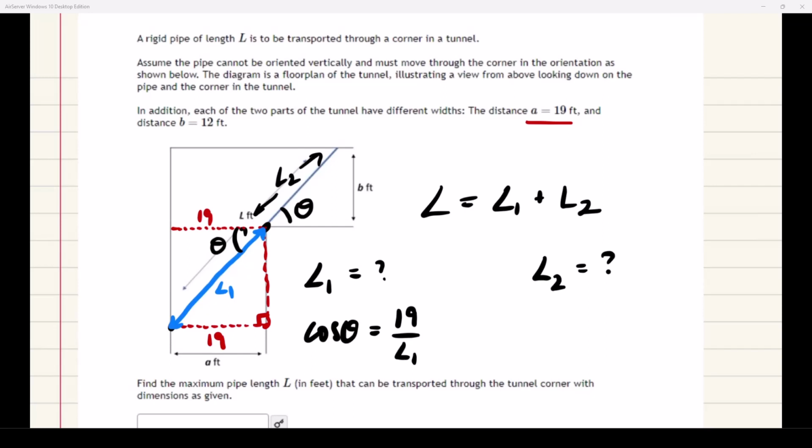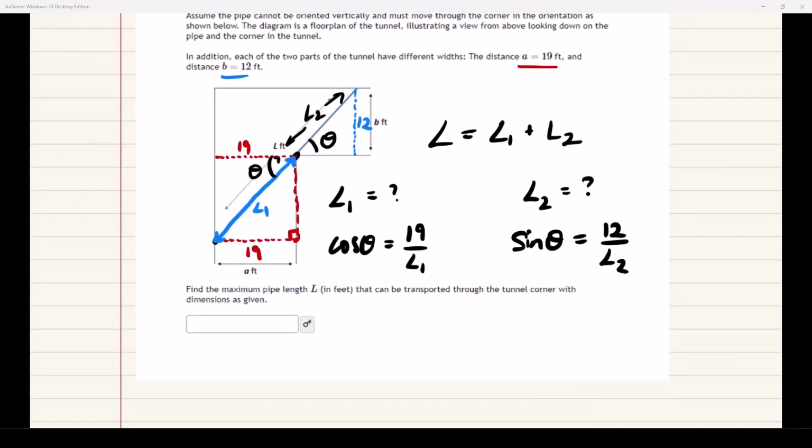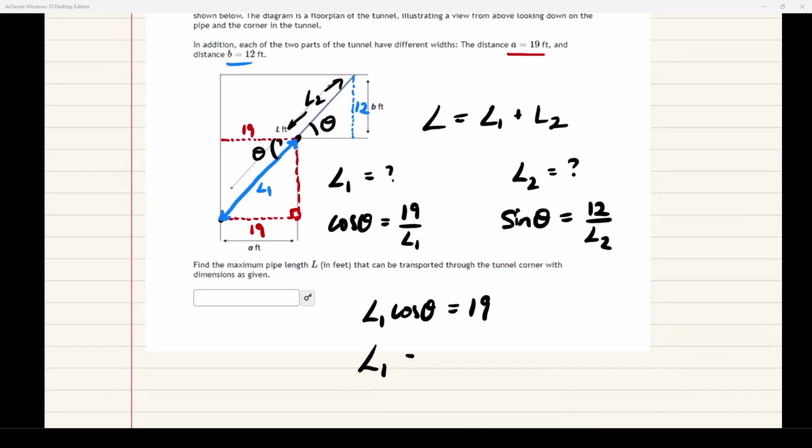While I'm at it, I also know that over here, this distance, this is B, and that's 12. So if I have 12 here, I can use the sine function. The sine function will involve that length 12. So I'll say the sine of theta is 12 over L2. And it's from here that I can solve for L2. For L1, I'll write L1 cos theta is 19. So I can write L1 is 19 over the cosine of theta.